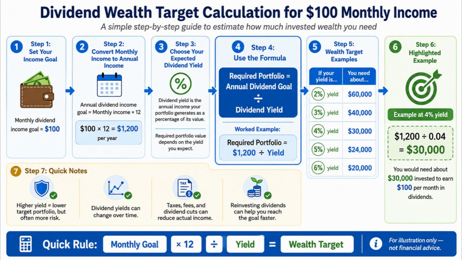So, the quick rule is simple. Monthly goal multiplied by 12, then divided by dividend yield, equals the wealth target. For a $100 monthly dividend income goal, the annual income target is $1,200. And at a 4% dividend yield, the estimated wealth target is $30,000.